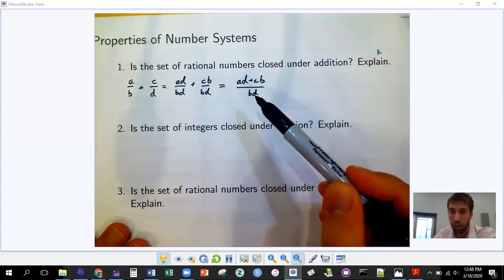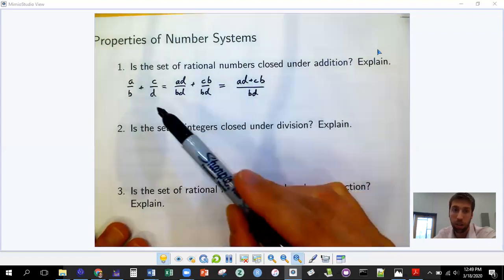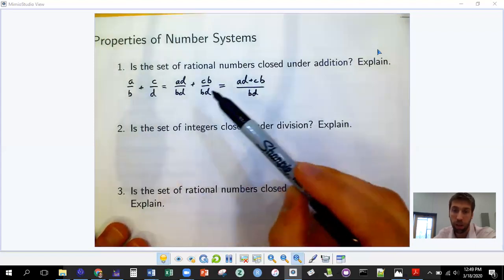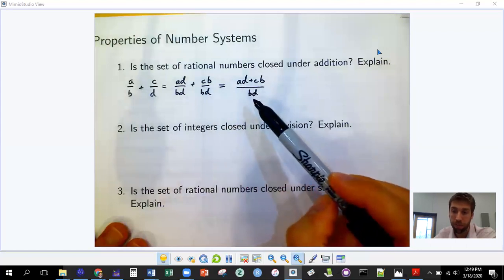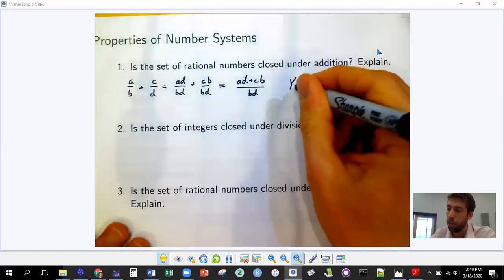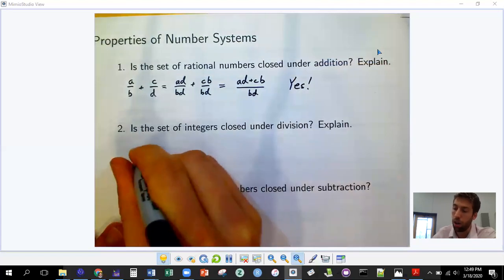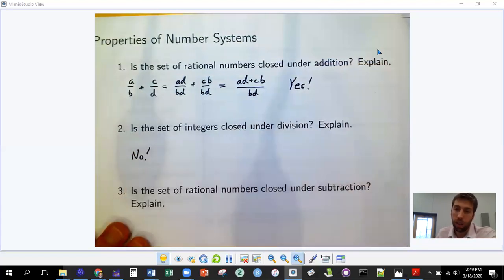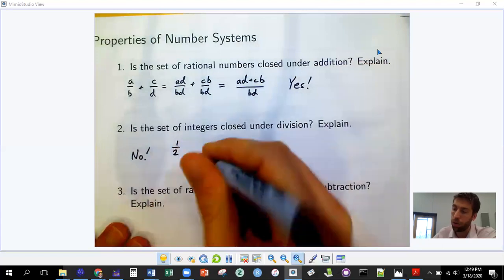And the last thing you'd have to check is whether this integer is 0, because you're not allowed to divide by 0. But neither b nor d is 0, so b times d will not be 0. So that's why the rational numbers are closed under addition. Are the integers closed under division? I'll put a big yes here. The answer is no. And explained. It's a global claim, so I just need a counterexample. And 1 over 2 is not an integer.